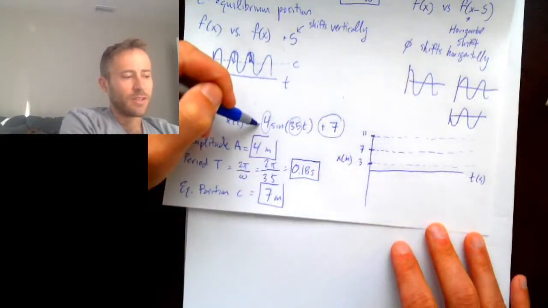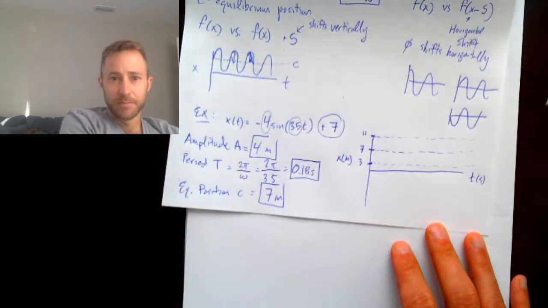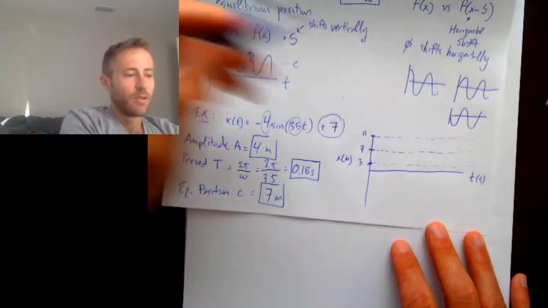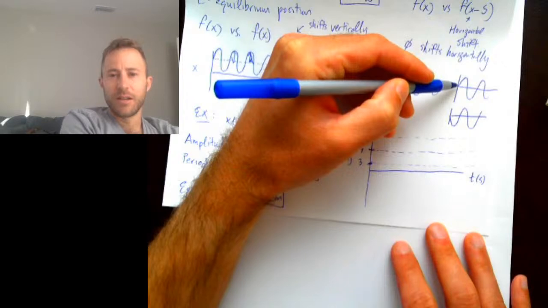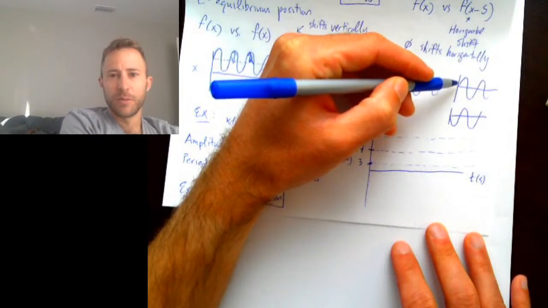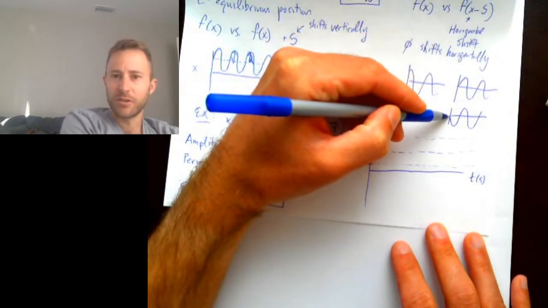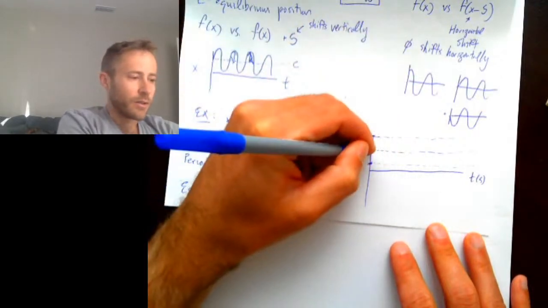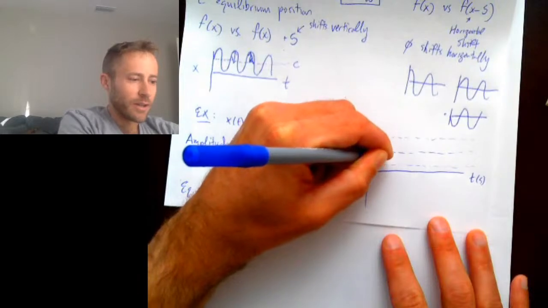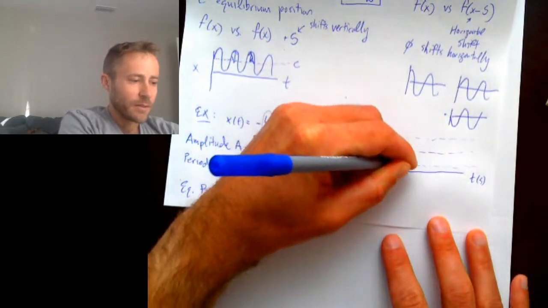Now we can see that this is a negative sine. This graph right here is sine. Negative sine is the flip of that. So the graph is going to look like negative sine, which is this one right here. If I were to just sketch out a negative sine, it looks like this.